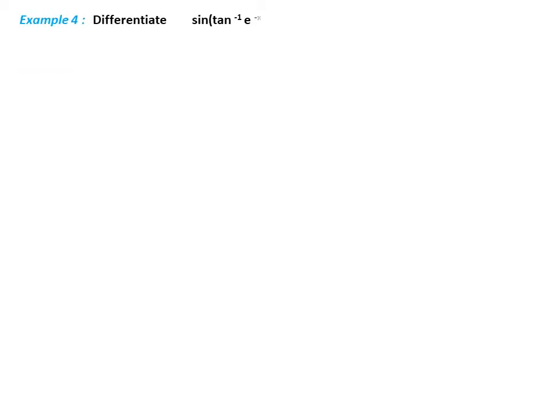Next one, differentiate sine of tan inverse e power minus x. Look here, this function is a composite function of 3 functions. First e power minus x, then tan inverse, then sine. In fact, there are 4. First x goes to minus x, then e, then tan inverse, then sine. So let us see how we can do it with respect to x.